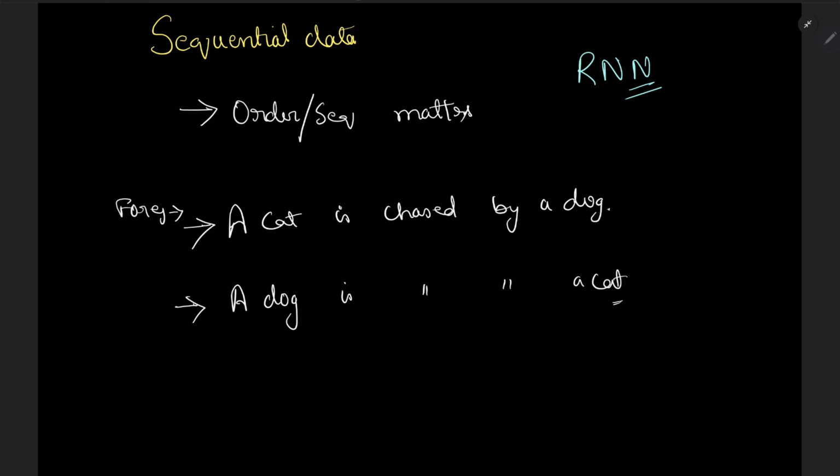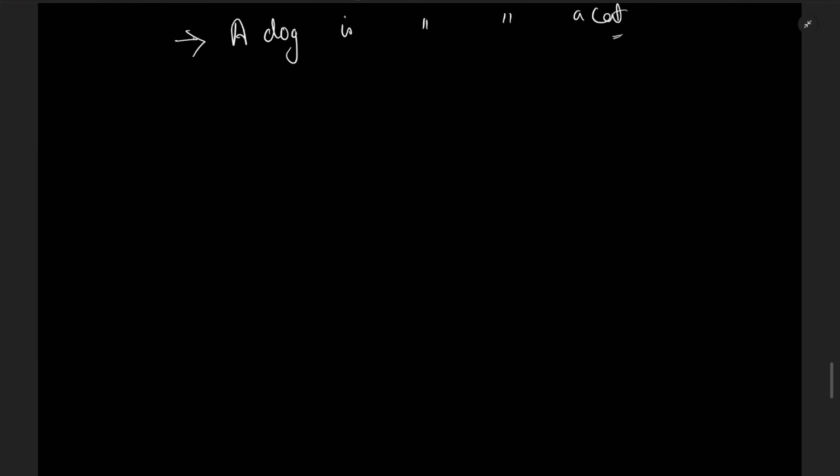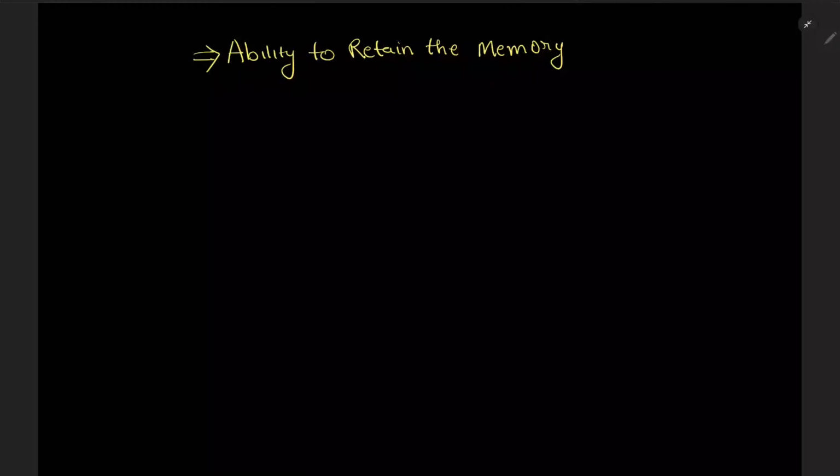Now one can ask, what special feature does this RNN have that makes it a good fit for sequential data? So a special feature that RNN has is the ability to retain the memory along the sequence. Now one can ask, how can RNN retain the memory along the sequence?